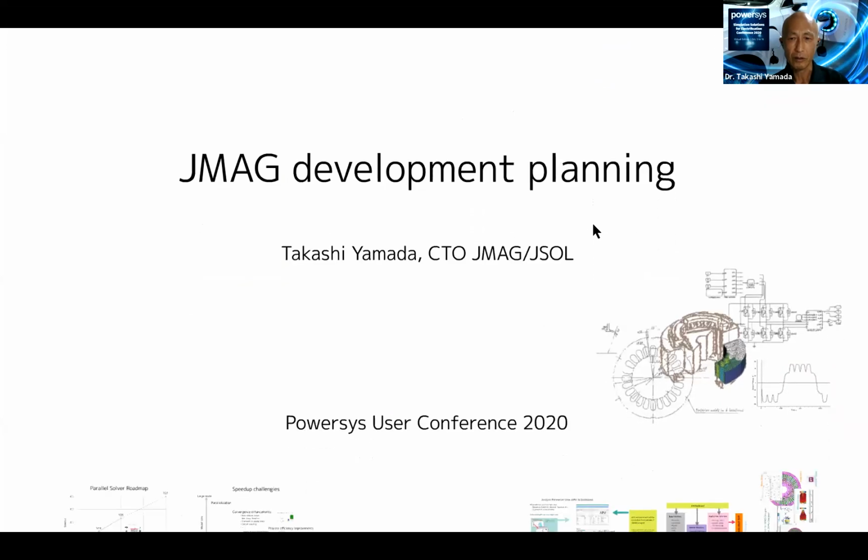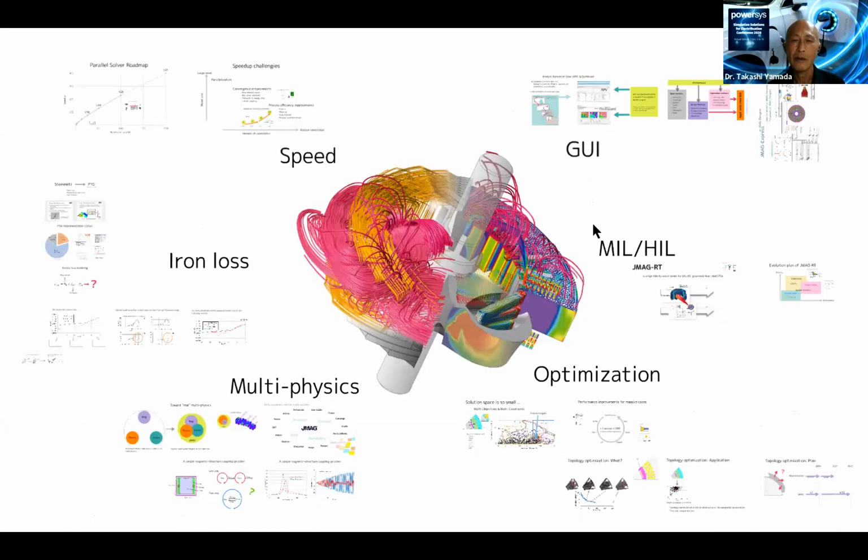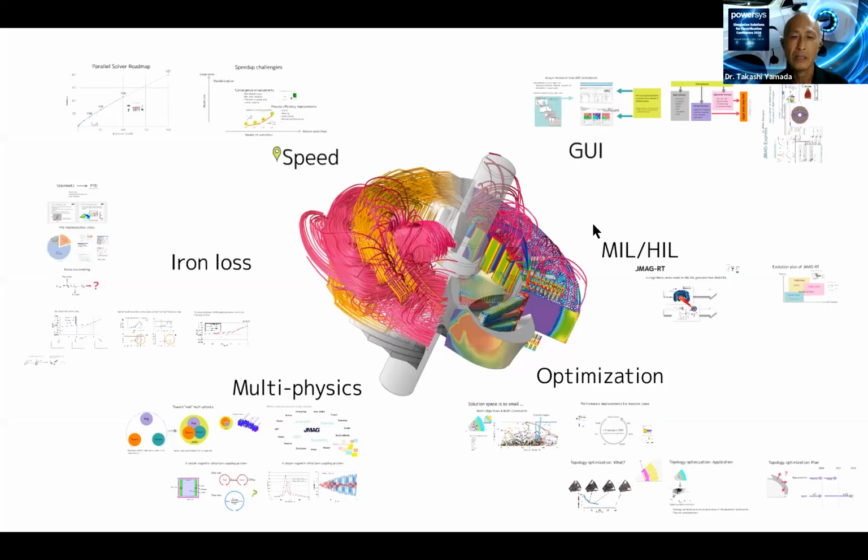Okay, this is the agenda of my talk today. I cannot cover everything of JMAG, so I picked up important technical topics for the coming years. These six items are quite important for you and to provide a good solution for you: speed, loss calculation, multiphysics, optimization, MiL and HiL, and GUI. Those are the topics.